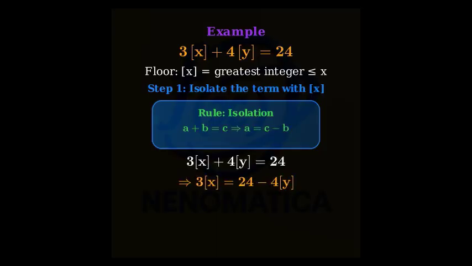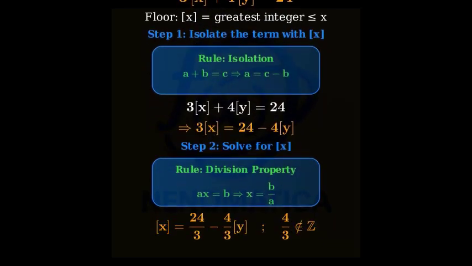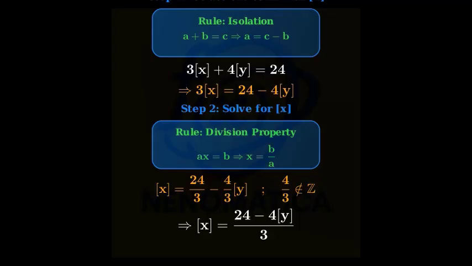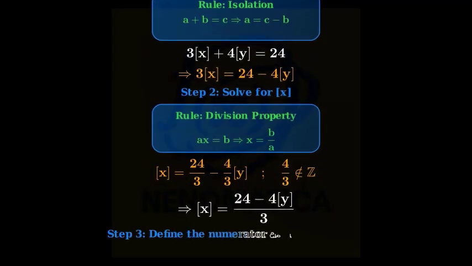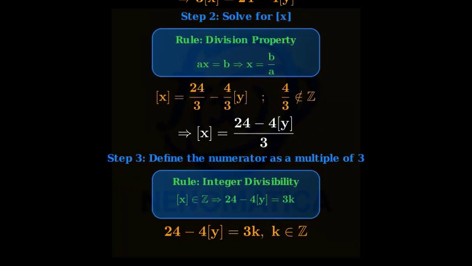Step 2. Divide both sides by 3 to solve for bracket x. Note that 4 over 3 is not an integer, so we keep the fraction symbolic. Step 3. Because the floor of x is an integer, the numerator 24 minus 4 times the floor of y must be divisible by 3. So we set it equal to 3k for some integer k.